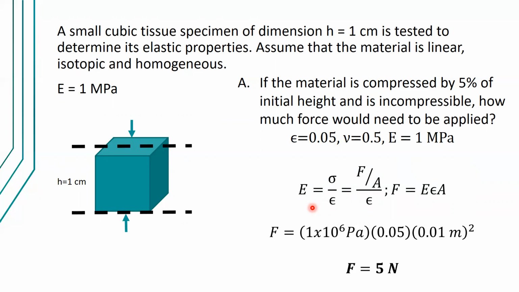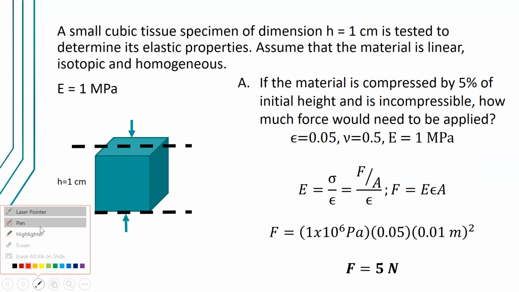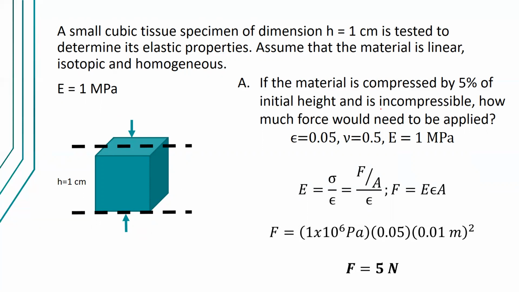Okay. If the material is compressed by 5%, so you see the arrows here, these are forces that will compress the material, and the material is compressed by 5% of the initial height. And remember, the initial height is 1 centimeter. And we're going to also assume that the material is incompressible. Remember that when we say incompressible, the Poisson's ratio is 0.5. The question is how much force would need to be applied.